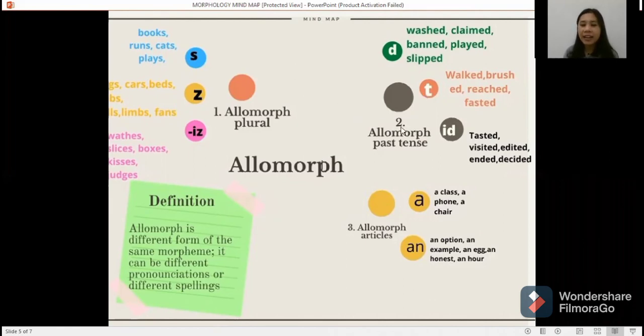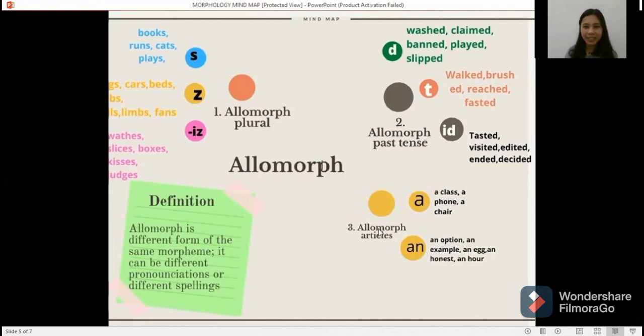So the next is the allomorph of past tense. We have the /d/ sound if the word is washed, claimed, banned, played, slipped, and it turns to be a /t/ sound if the word is such as walk, brush, reached, fast, and it turned to be an /id/ sound if we have words such as taste, visited, edited, ended, decided.